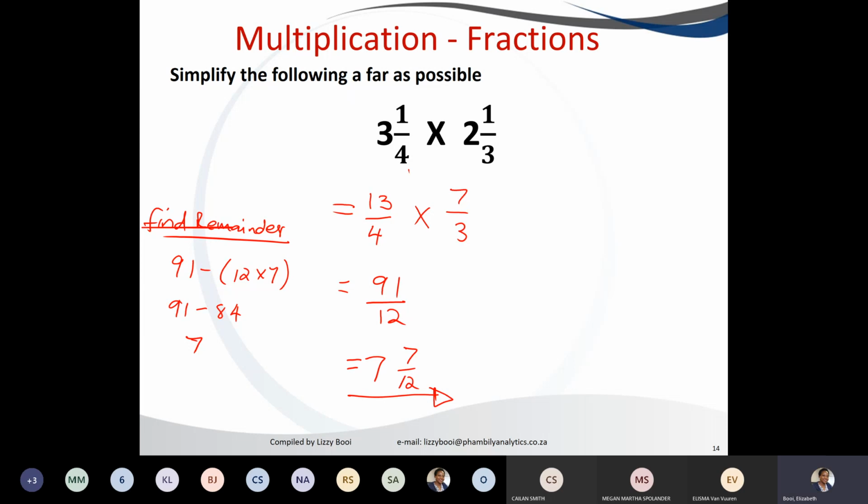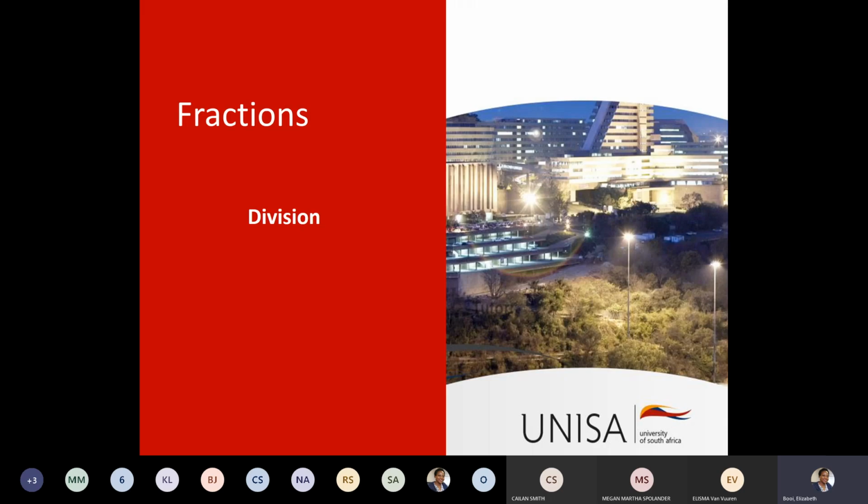And that's how you do multiplication of fractions. Now, I'm going to skip right into it. While you still have the multiplication in mind, I'm going to go and do the division. The reason being, division and multiplication of fractions work almost exactly the same.